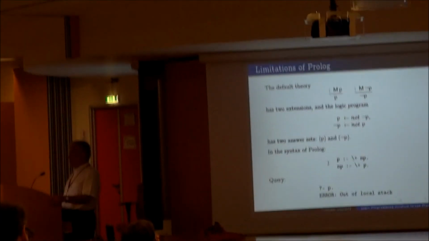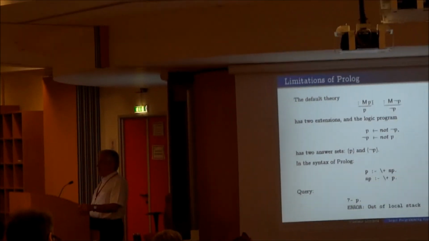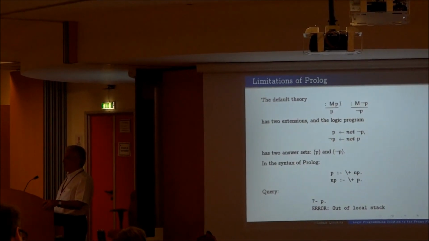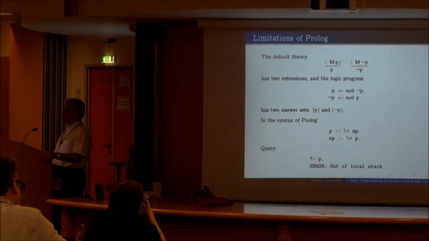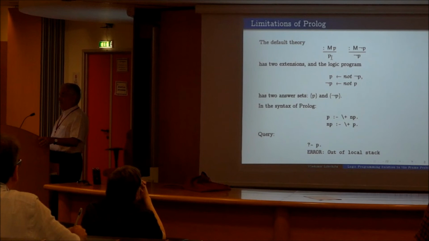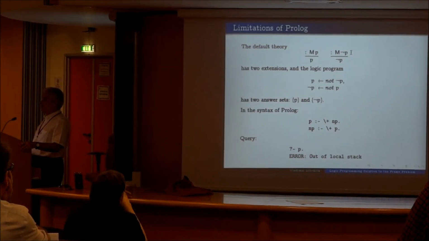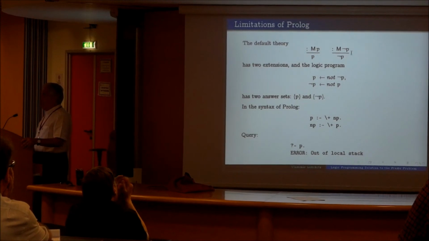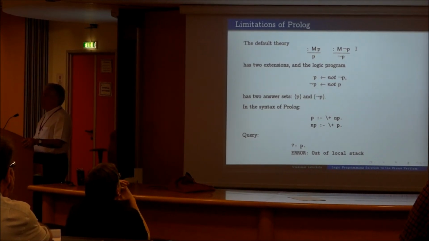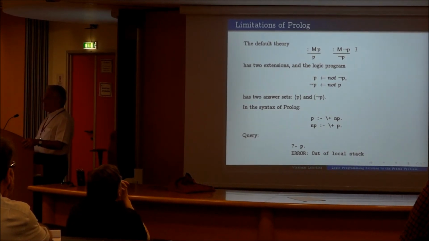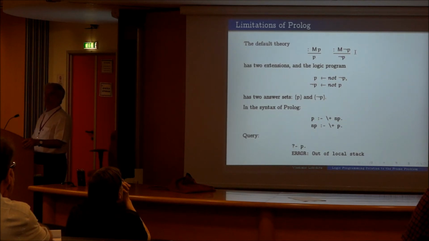If you look at this default theory here, which has no axioms and two defaults. One says that if P can be consistently assumed, then P can be derived. If not P can be consistently assumed, then not P can be derived. This is a theory which, according to Reiter's semantics, has two extensions. There are two ways to interpret it. You can think of P and its logical consequences as true assertions, or you can think of not P and its logical consequences as true assertions.